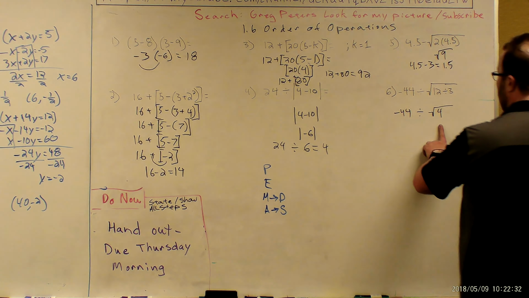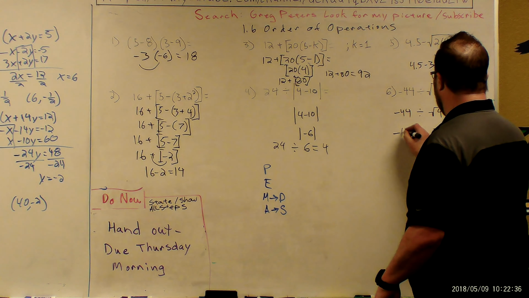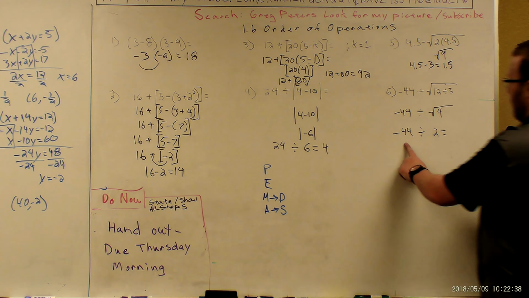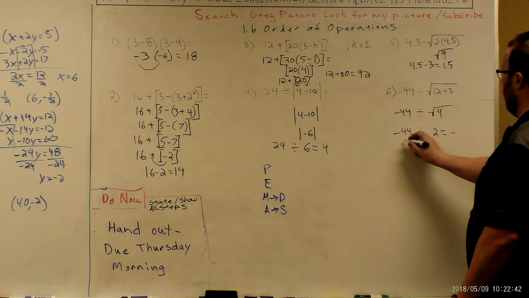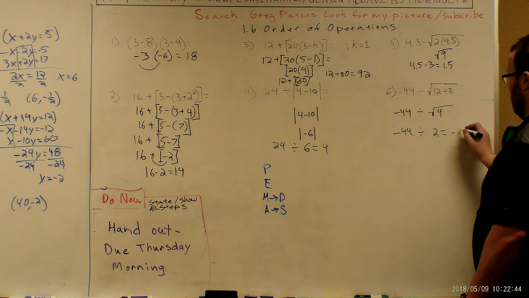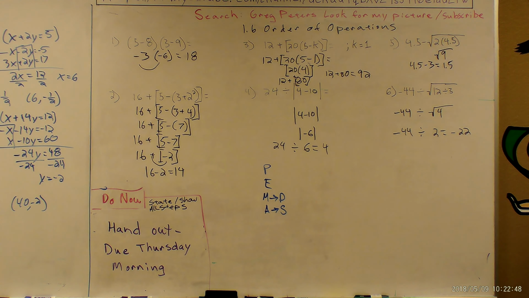All right, so we took care of this. Square root of 4 is what? 2. So what's our answer here? What's 44 divided by 2? 22. Good. Okay, any questions? Pretty straightforward, right? All the stuff we've been practicing.